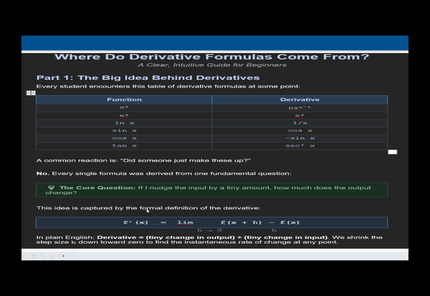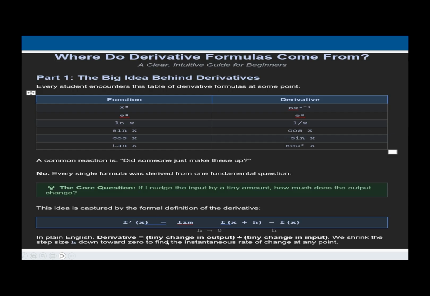This idea is captured by the formal definition of the derivative. The first derivative of function f of x is the limit of f of x plus a little change h, minus f of x, divided by h, as h moves to zero. That means you increase x by a small amount. Not equal to zero, but very close, a very tiny bit. If it's equal to zero, it's not working. So we see, if h moves to a tiny bit, then what will happen?